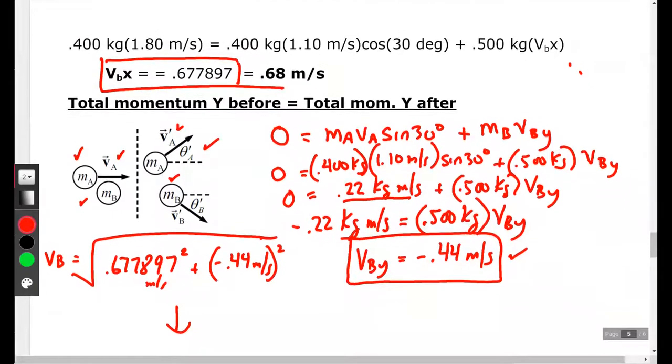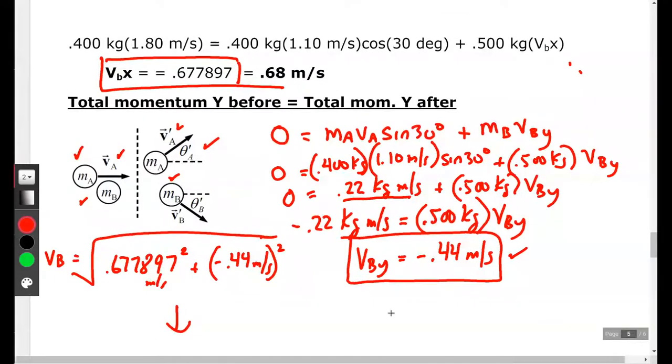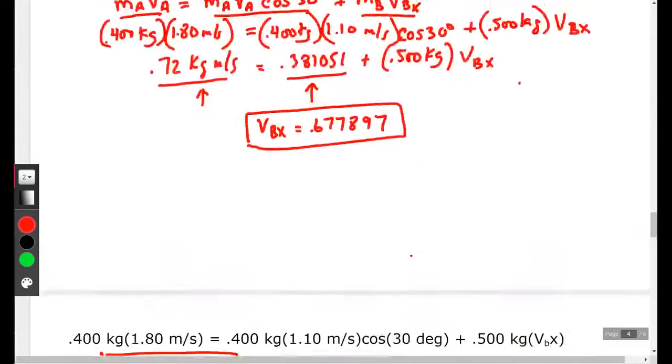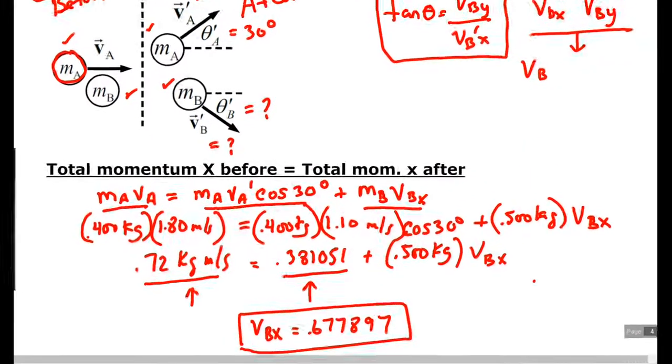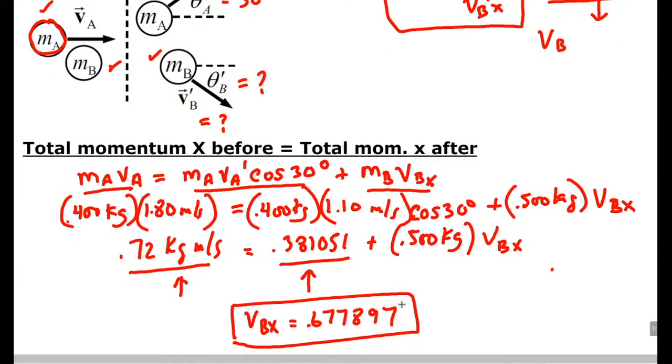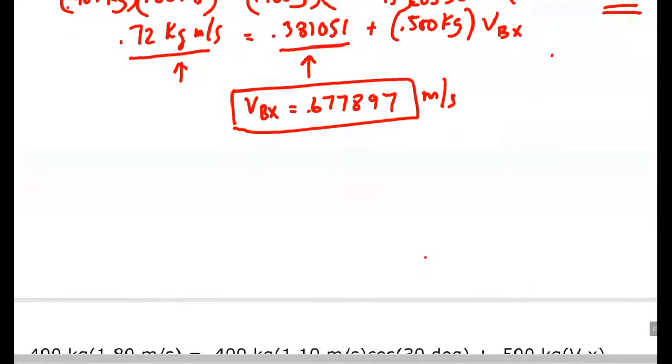All right, so let me go back to the beginning. Total x momentum before. The only momentum there is in the beginning is x momentum, equals the total x momentum after. The only thing unknown here is VBX. It's a math problem after that. Let me put that in meters per second. I don't round just yet.